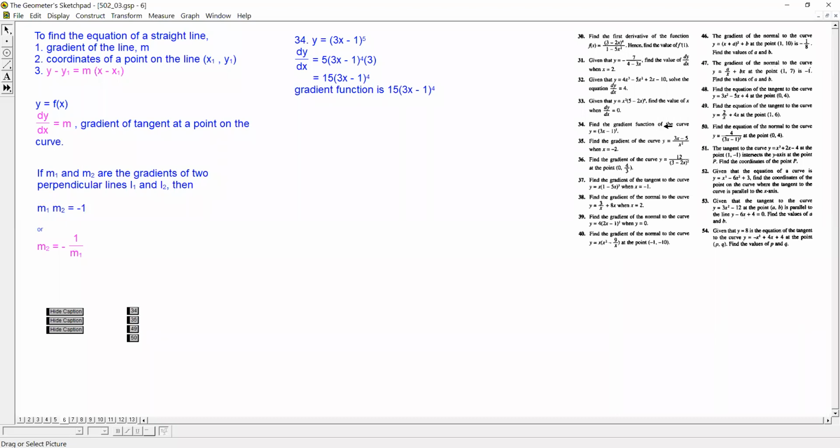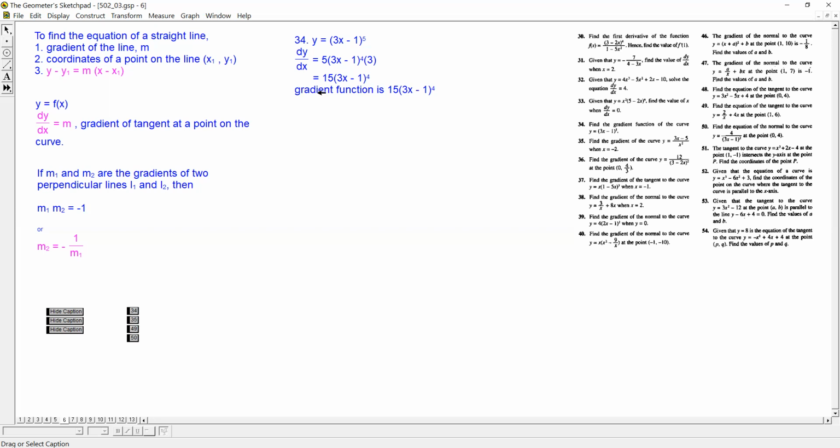Find the gradient function of the curve y equals (3x minus 1) raised to the power of 5. This is the first step. They didn't ask you to find the tangent yet. Now, gradient function. What is meant by gradient function? Gradient means dy/dx. Function means your dy/dx is not a fixed number. It is a function of x. It is expressed in terms of x.